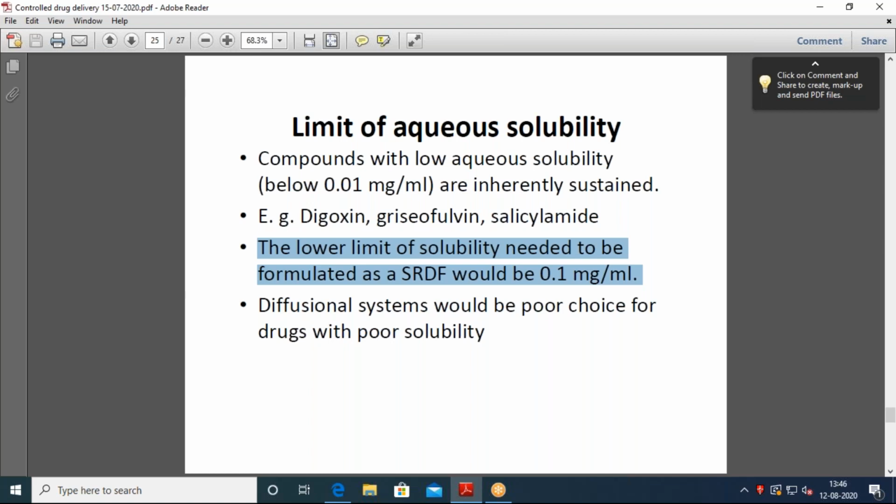1 mg, sir. 10 mg, sir. 10 mg is the correct answer. Which one is easy for you to remember? 10 mg, or 0.1 mg per ml? It's left to you people now.